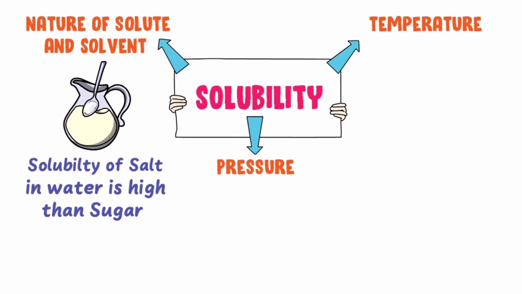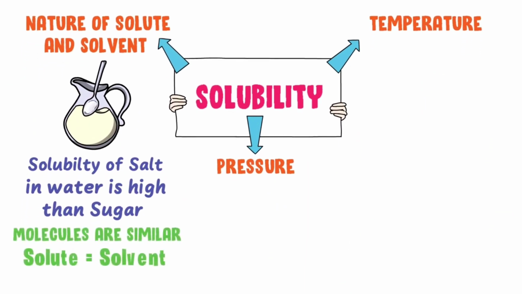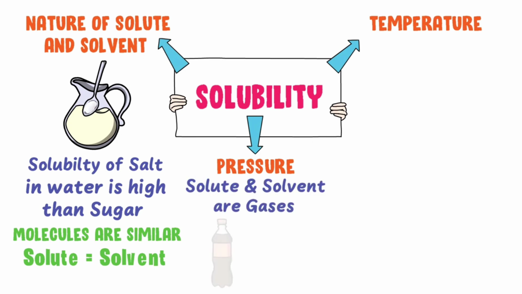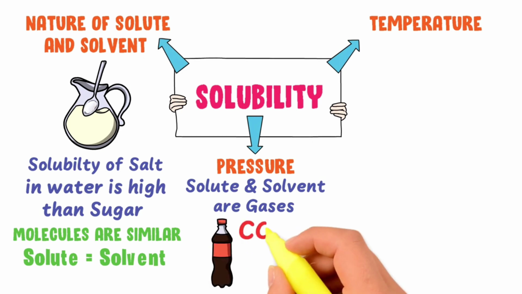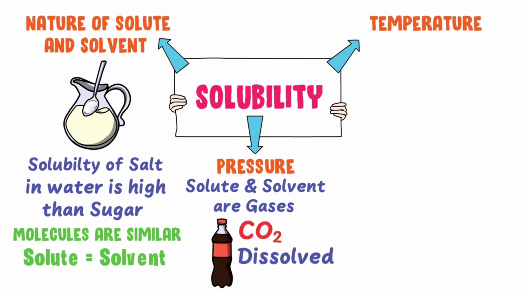It is because when the molecules of solute are similar in structure and properties to the molecules of solvent, solubility is usually high. Secondly, if the solute and solvent are gases, solubility is affected by the pressure. For instance, in carbonated drinks, carbon dioxide is dissolved in water at high pressure. Once you open the bottle, pressure decreases and carbon dioxide gas evaporates. As a result, solubility decreases.